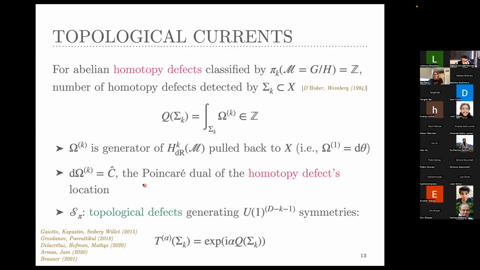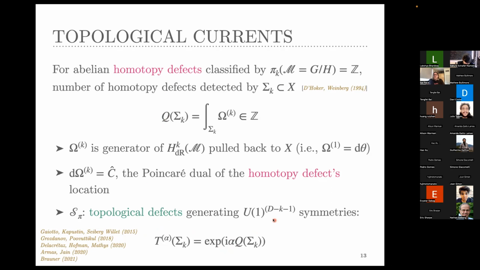Okay. So what that means is we have a topological defect, and you can build this by exponentiating this Q, just like we did for the superfluid case. And its job in life is to tell us where the homotopy defects are. And because Q is always Z, this alpha will always, again, go from 0 to 2 pi. So all of these are U1 D minus K minus 1 form symmetries.